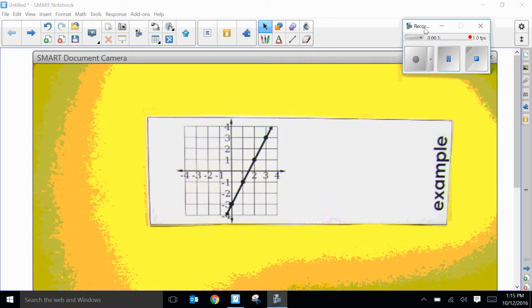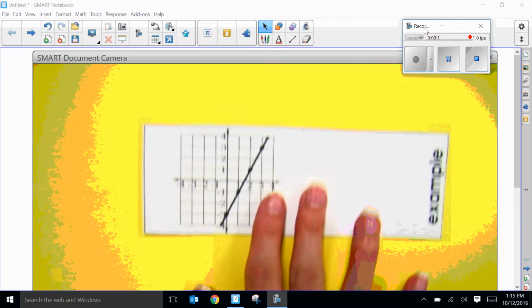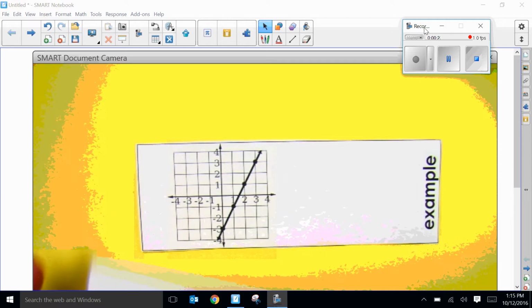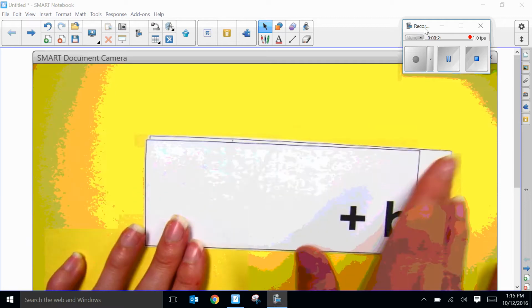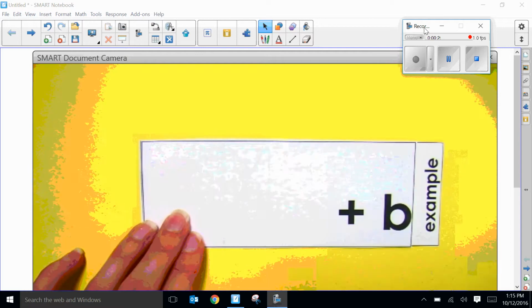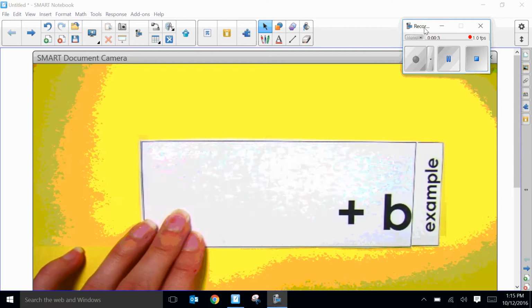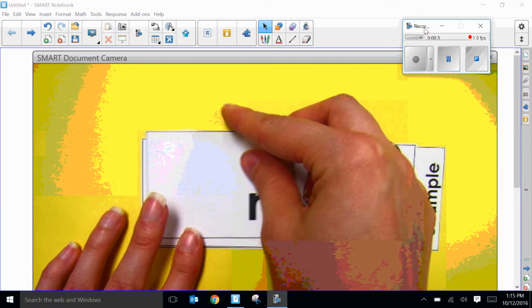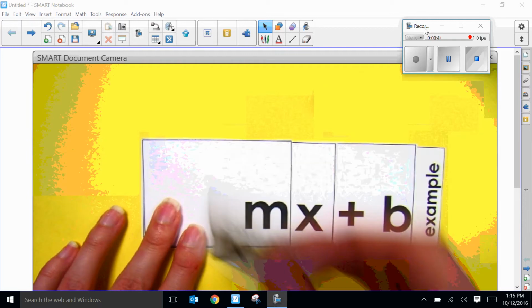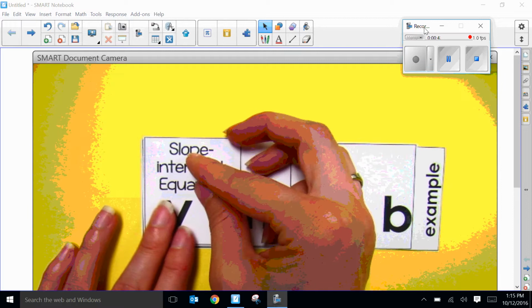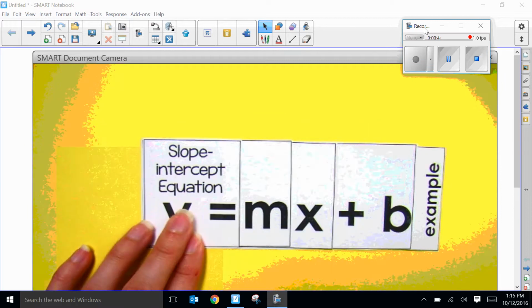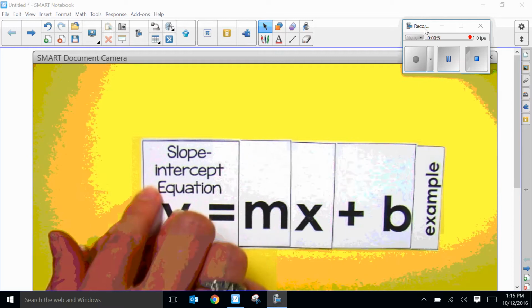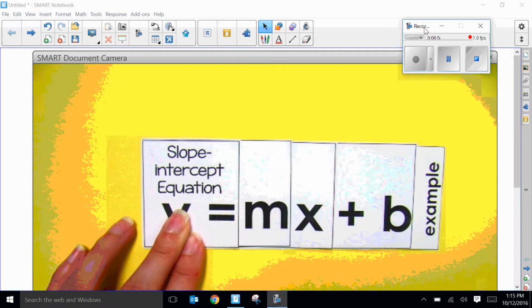So when you have already cut out your foldable, you are going to stack them from the largest rectangle to the smallest rectangle. So you'll have your example, and then your b, and then your x, and then your m, and then your y. And then you can go ahead and pause this video right now to get to where you need it to look like this. And we're going to staple over here on the left side. So go ahead and pause the video so that you can get that done.